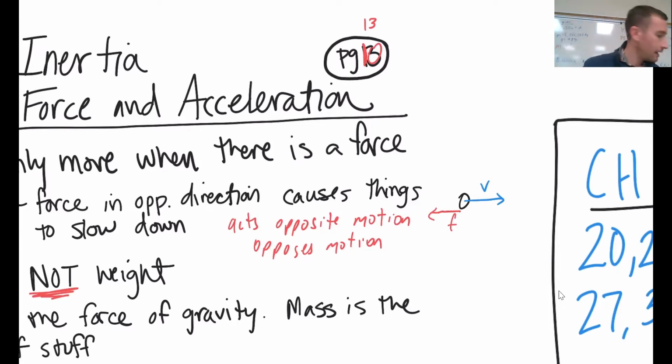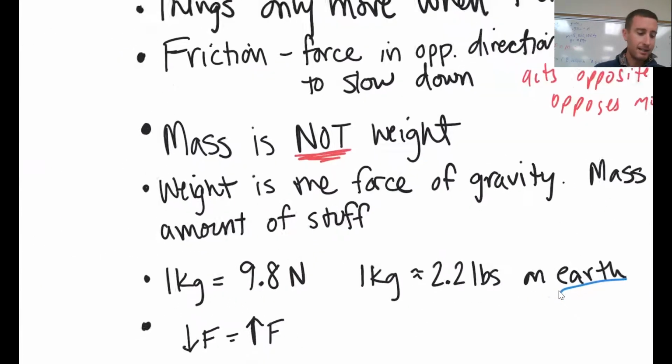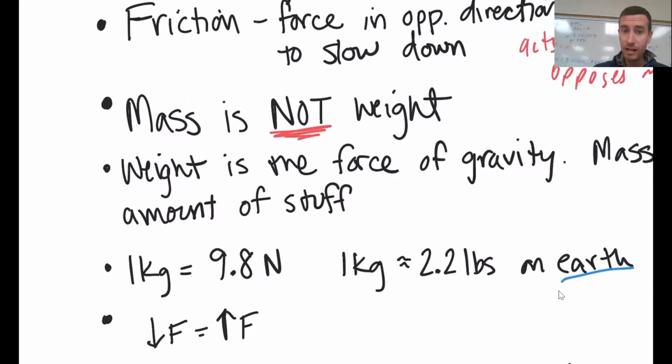48, there you go. And we're going to look at mass. So mass can be a measure of inertia. It's a measure of how much the object will keep doing what it's doing. A quick note that mass is not weight. Mass is the amount of stuff. It's the amount of matter in an object.